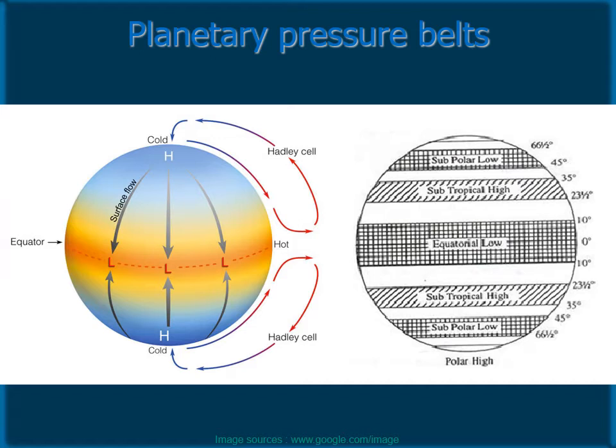Now, from our previous class, we already know that the equatorial region receives the maximum amount of insolation. So the temperature in this equatorial region is maximum compared to any other latitudinal position over the earth. Thereby, the equatorial regions are the zones of intense heating, that is, the zones of decreased air density, the zone of low atmospheric pressure.